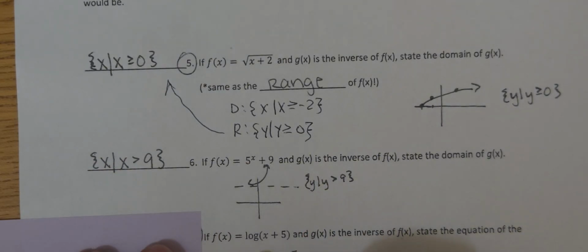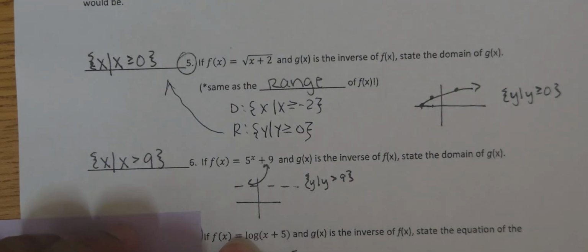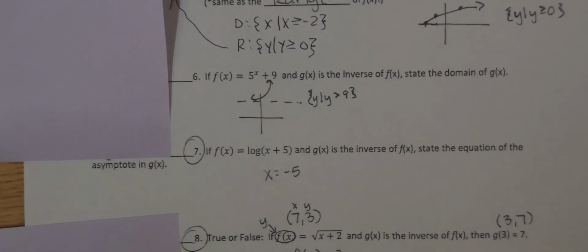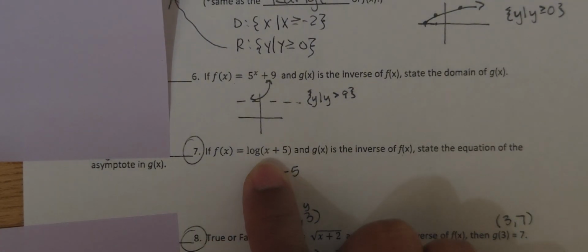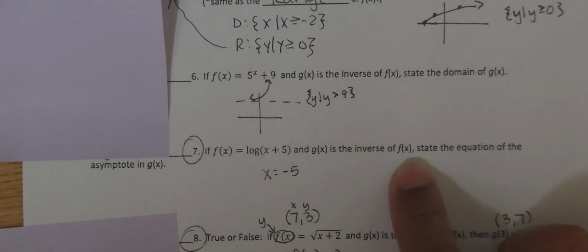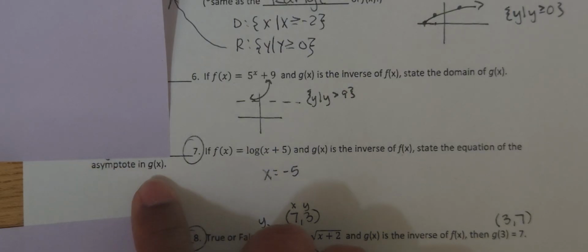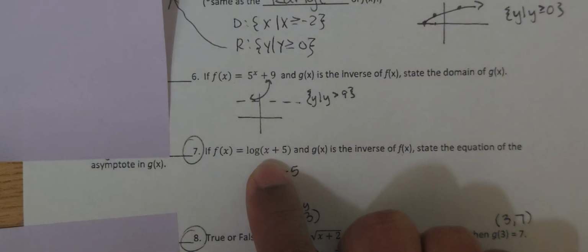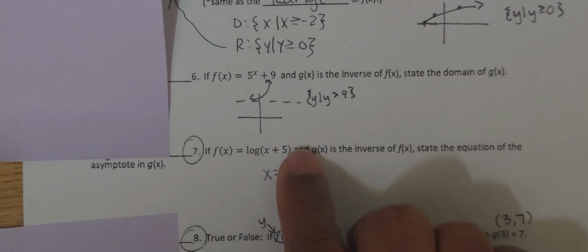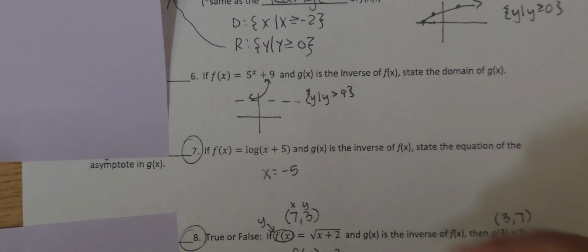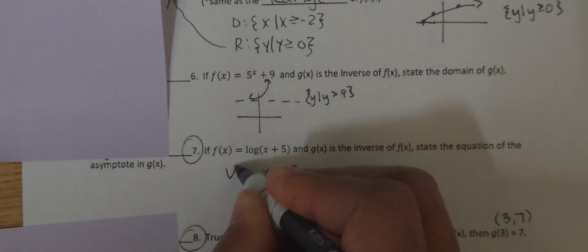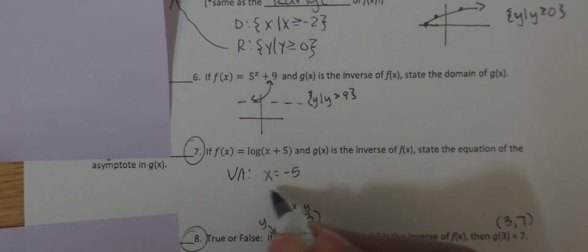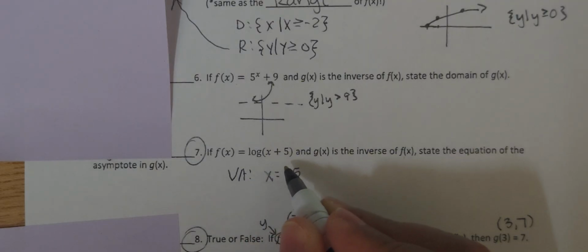All right, the next one. If f of x equals the log of x plus 5, and this is a common log, and g of x is the inverse of f of x, state the equation of the asymptote of g of x. Well, we know that logs have vertical asymptotes. So this graph goes to the left 5, which means the vertical asymptote is located at x equals -5. So I'm going to write that down. So VA for vertical asymptote is located at x equals -5.